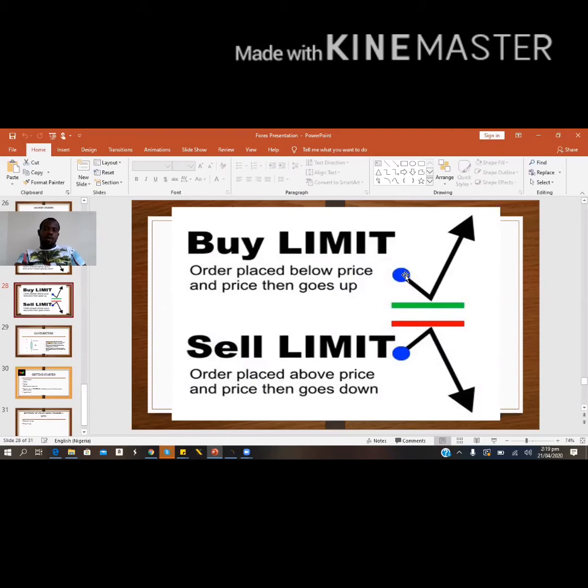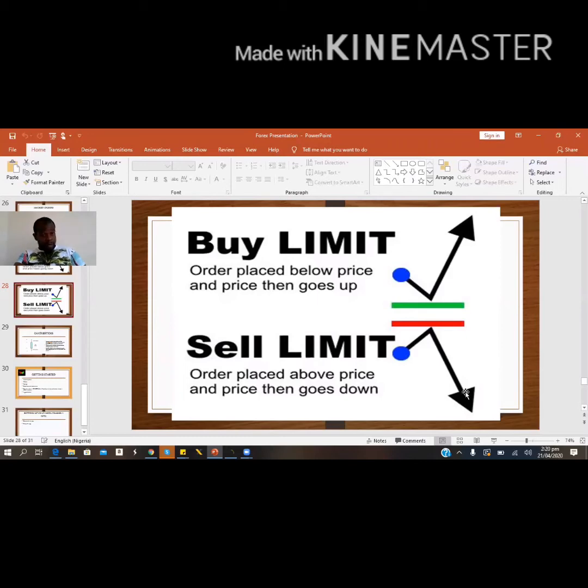You want price to come all the way down to meet you at a different destination, and then it takes you and makes a U-turn and takes you all the way to your destination. The same with the sell limit. Price is currently down here, so you want price to go all the way up. You have your limit order waiting, and when price gets to that entry price, you expect price to then go down from there.